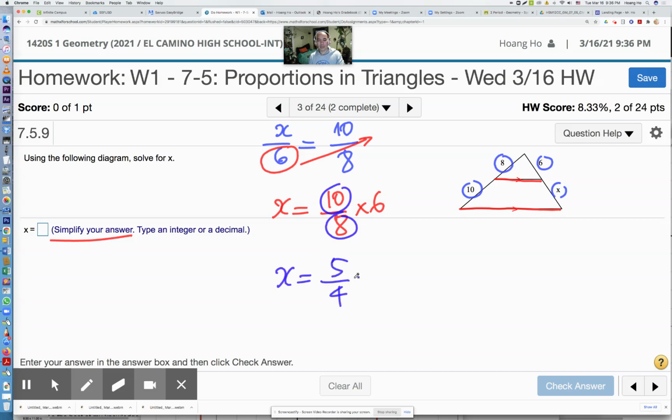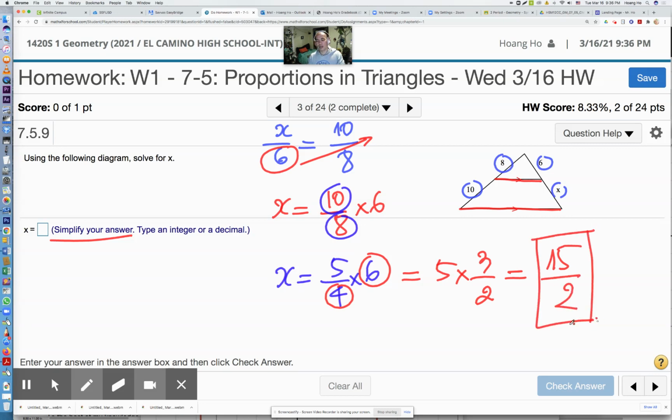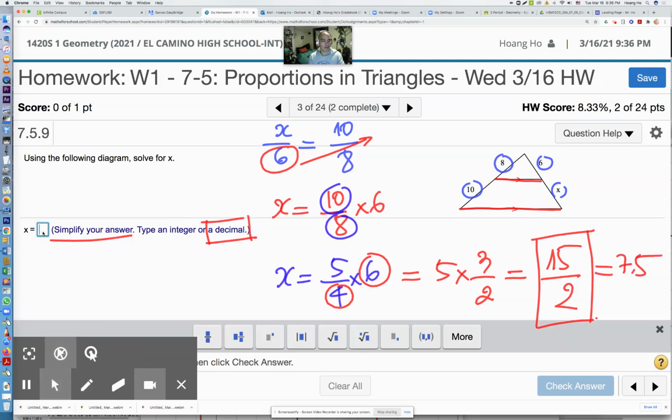And then the 6 is still here. Simplify one more time: 6 simplified by 4 would be 3 over 2. So the answer would be 15 over 2. Actually, they said the answer can be a decimal, so how about I put 7.5? Okay, I put 7.5 and done.